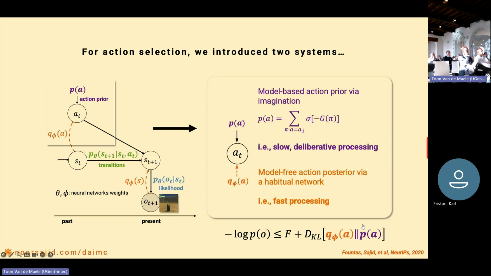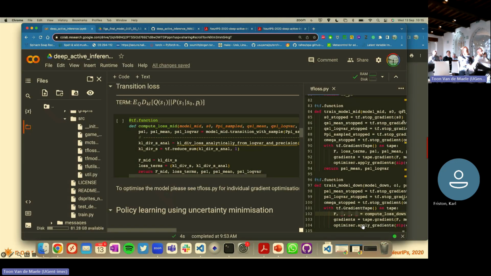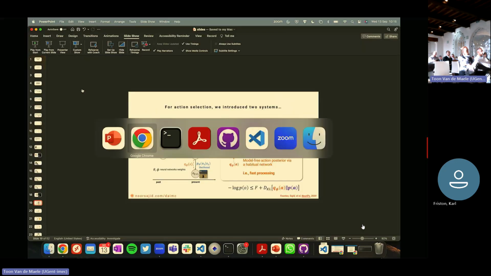The main difference from the standard active inference formulation is that we supplement the surprise bound that we had before with an additional KL divergence. The KL divergence is between the habitual network, this approximate that we're seeing, and the prior that we have. This is something I skipped when I talked about the loss bit. So we'll go back here.